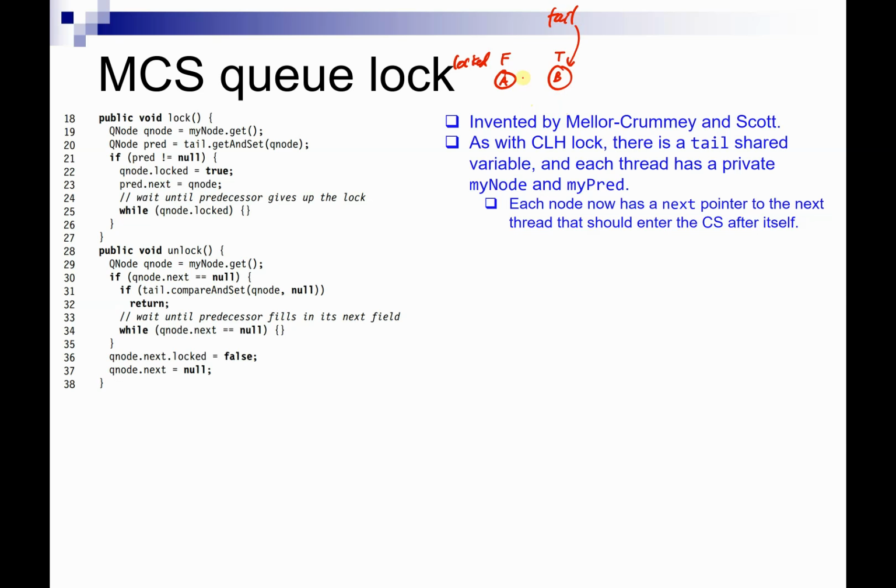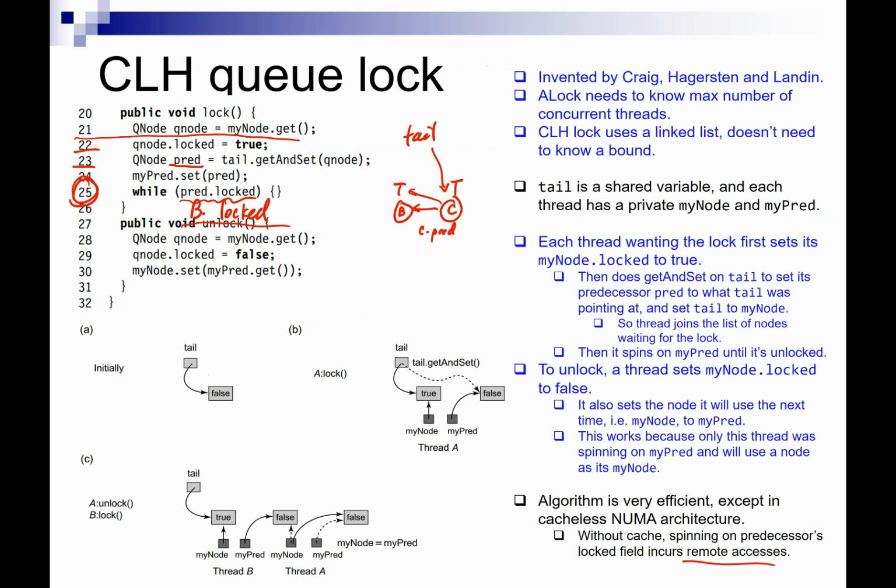The main difference between MCS and the previous one, CLH, is that in CLH, this is the head of the queue and this is the tail, and the waiting direction is towards the head. Like C is waiting for B. If there's another one over here, D, then the tail would be on D, and D would be waiting for C. So you're looking towards the head of the queue.